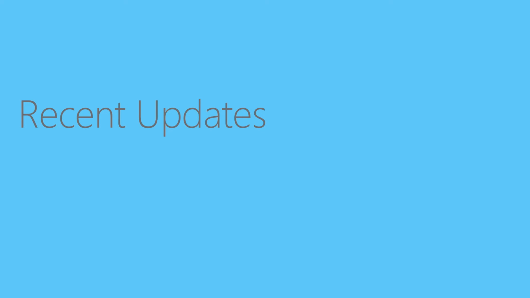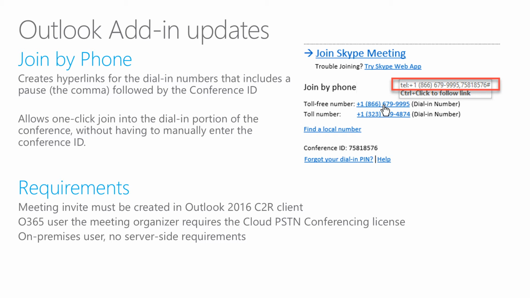Recent updates. In response to user feedback, there have been some changes in the Outlook add-in to facilitate ease of use. The first change is in the Join by Phone hyperlink. As shown on the slide, the hyperlink now includes a comma, which represents a pause, followed by the conference ID. This change allows one-click join into the dial-in portion of the conference.